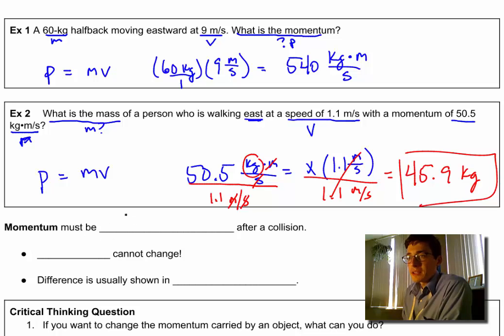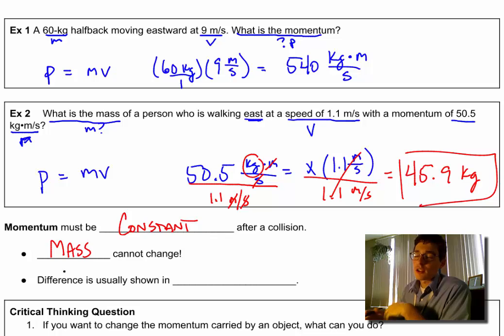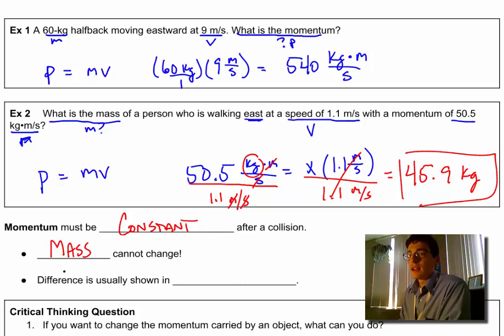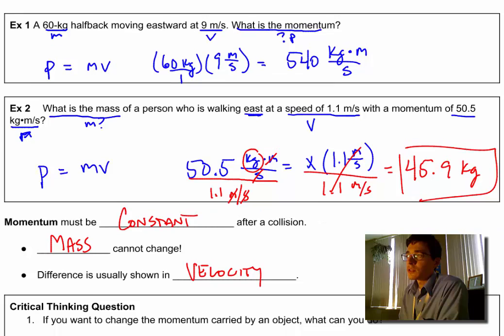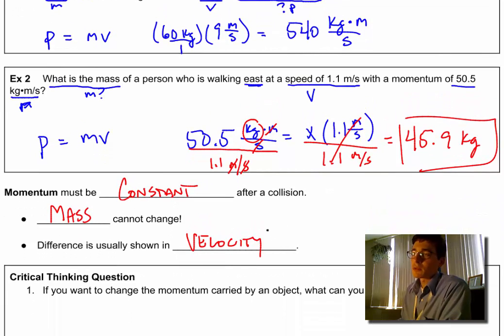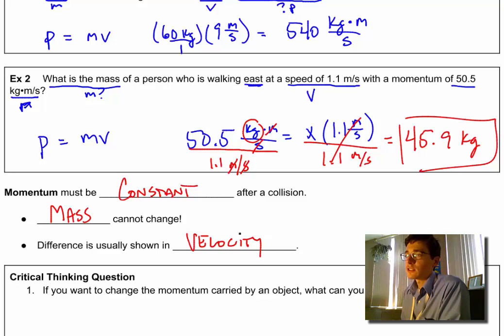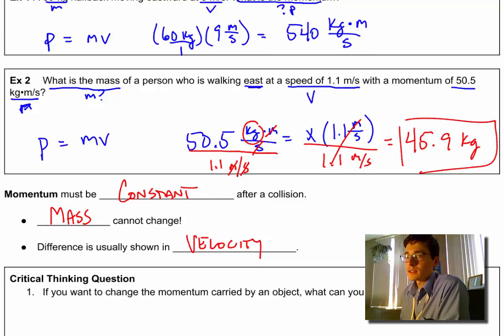Momentum, this is another property, must be constant after a collision. And typically mass does not change. Now if you hit hard enough, you'll add some mass because they'll fuse, but we're not going to get into that. The difference is usually shown in velocity. And you can see this if you do a simple demo. We're going to take a look at this in class, but what you can do is drop a ball with a smaller one on top, and watch how the velocity changes if those momentums have to stay consistent.